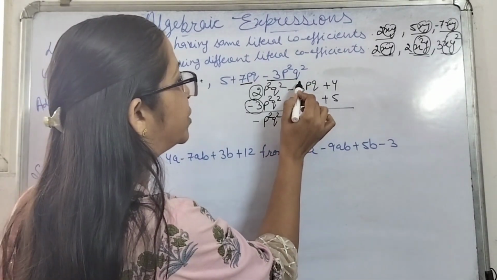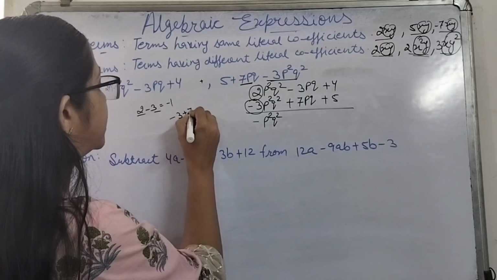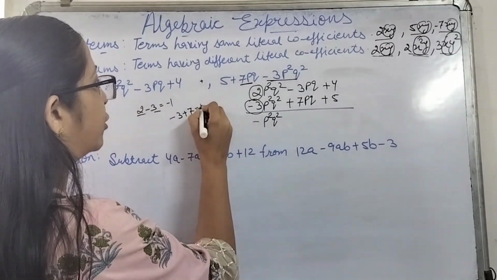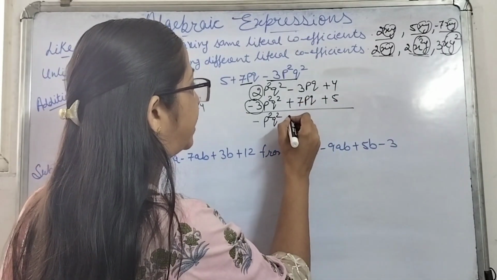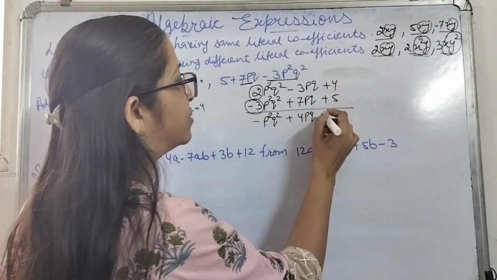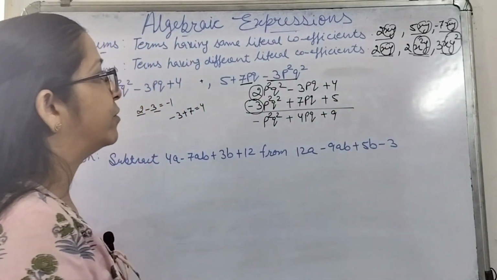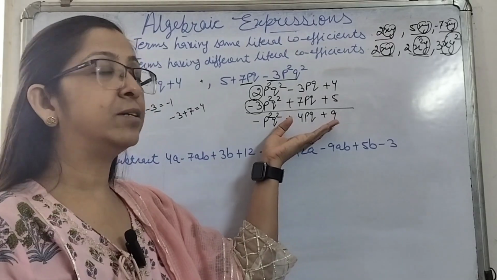Here the numeral coefficients are minus 3 and here plus 7. So if we add minus 3 and plus 7, we will get 4. And pq is the literal coefficient, so we will keep it as it is, plus 4pq. Plus 4 plus 5, it will be plus 9. So when we add these two algebraic expressions, this is the answer we will be getting.